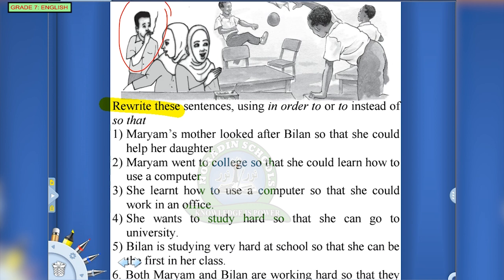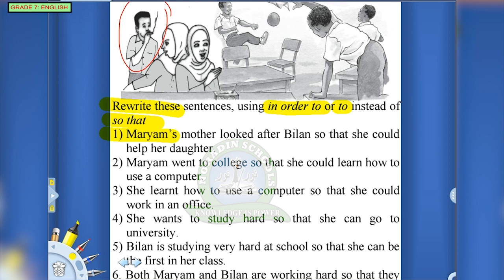Write these sentences using in order to or to instead of so that. Students, you have to use in order to or to instead of so that. Let's work on the first sentence: Maryam's mother looked after Bilan so that she could help her daughter.